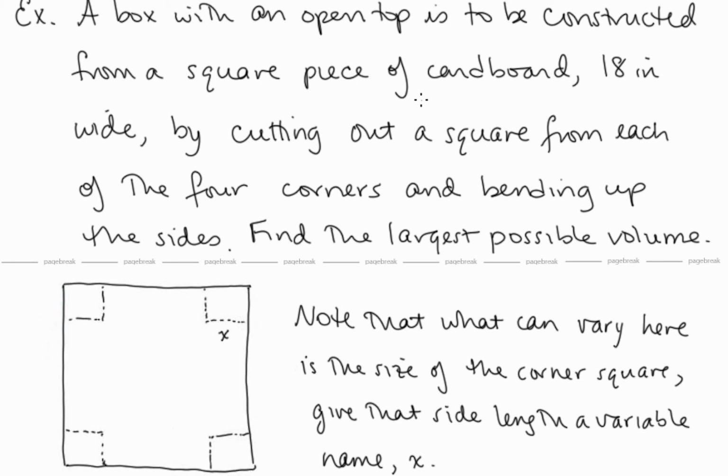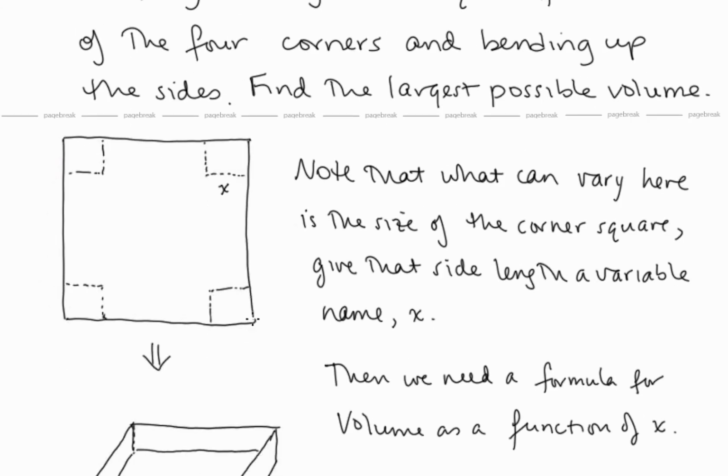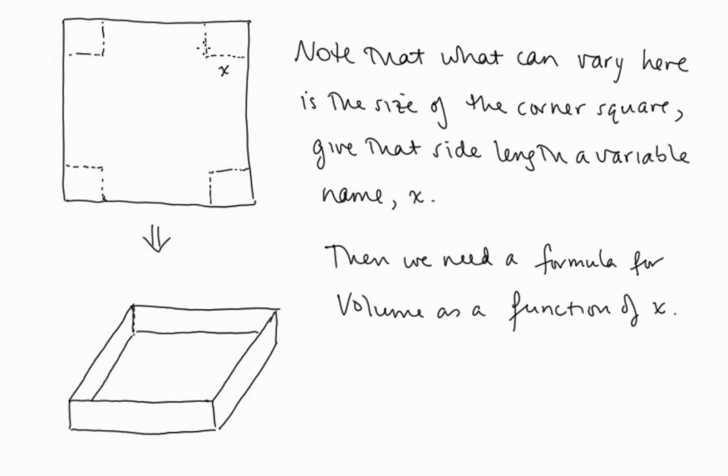We've got a square piece of cardboard 18 by 18, and we're cutting out a square from each corner and bending up the sides. So our picture looks like this. We're going to cut out these squares in the corner and then fold up the sides to make our box. So now we're trying to find the largest possible volume of this box. Well, note that what's varying here, what can vary here, is the size of the corner square. So this gets a variable name, that's x. And we need to find the x value that's going to make volume a maximum.